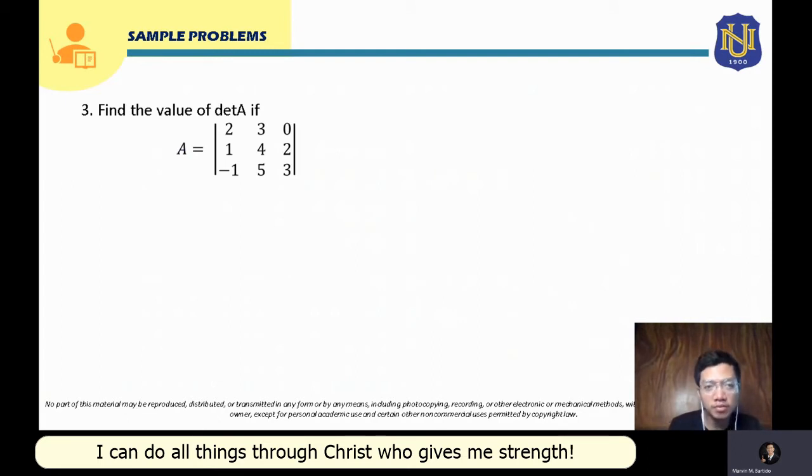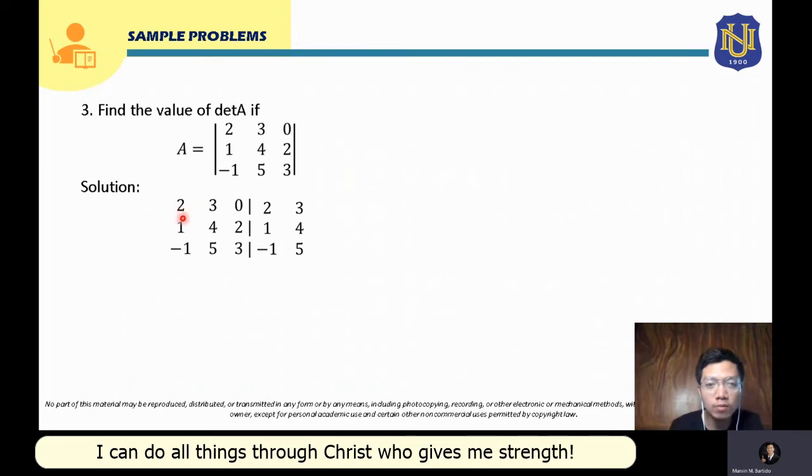Now for sample problem number 3, we are asked to find the value of determinant A if the matrix A is this matrix. This is a 3 by 3 matrix, so we are going to apply how we solve determinants of order 3. We are going to use the basket method. Our rule for the basket method is to rewrite the first two columns beside this matrix.